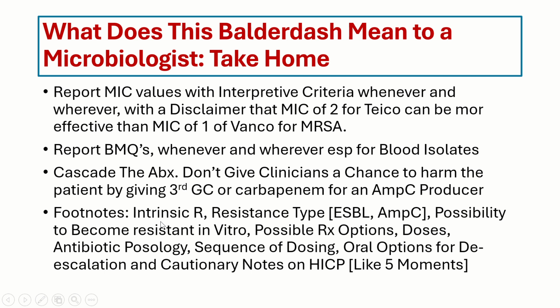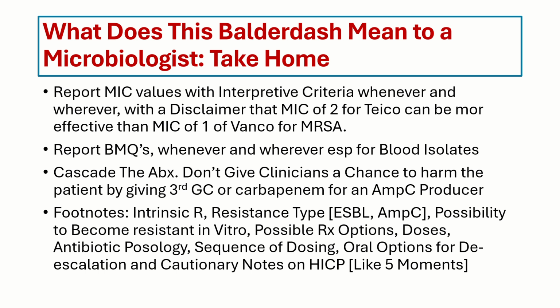Like if it is a Proteus, you have to write down intrinsic resistant to colistin and nitrofurantoin and all the drugs which are classically given in Appendix B of M100. What is the resistance type? So interpretive reading, not just interpretive criteria, also has to be done, for which again I have already uploaded a video on what is interpretive reading in Enterobacterales, whether it's ESBL or AmpC or both, because the resistance type will also determine what should be your choice of antimicrobial.